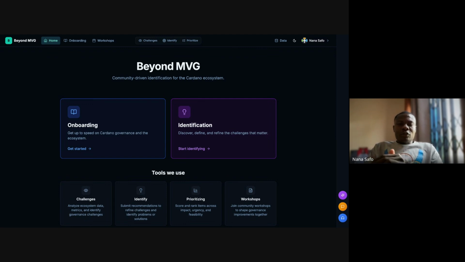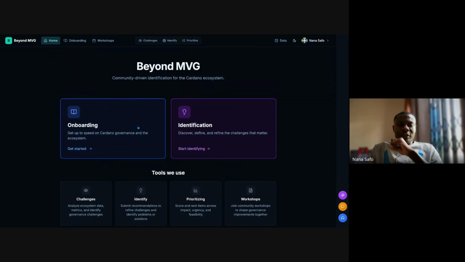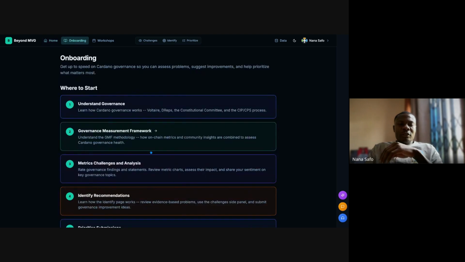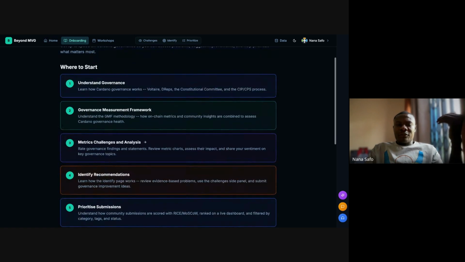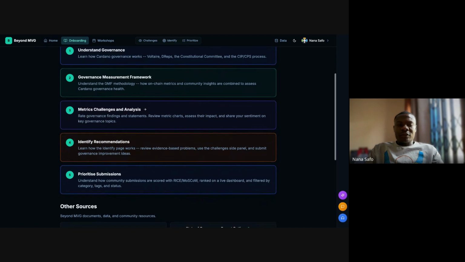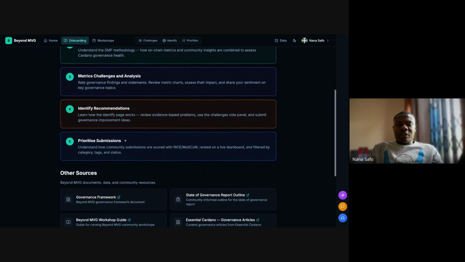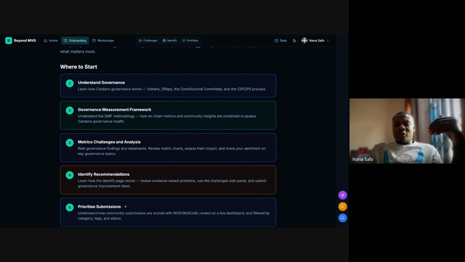So from the home page, quickly, there's the onboarding tab, there's the identification tab. The onboarding is pretty much for if you want to read more about whatever we are doing. So if you want to understand the governance management framework that we have created, you can also have a look at it. And there's also the metrics, challenges, and analysis. You can look at it if you want, and then identify some recommendations.